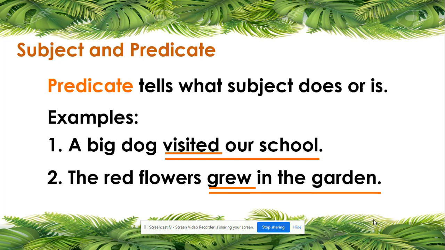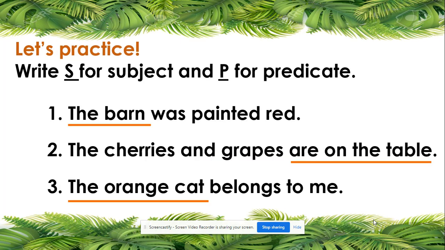Again, the subject is the doer of the action in a sentence. It's the one, whom, or what the sentence is about. Predicate, on the other hand, tells you what the subject does or is. Usually it shows you the action that the subject is doing in the sentence. Let's have some more examples.